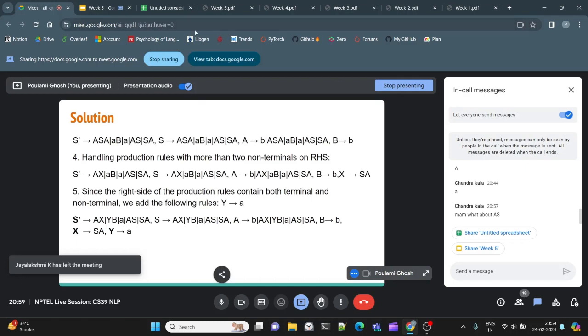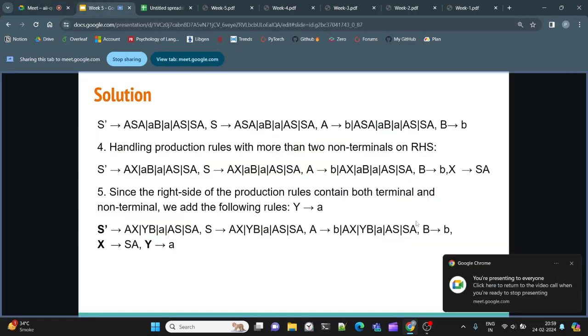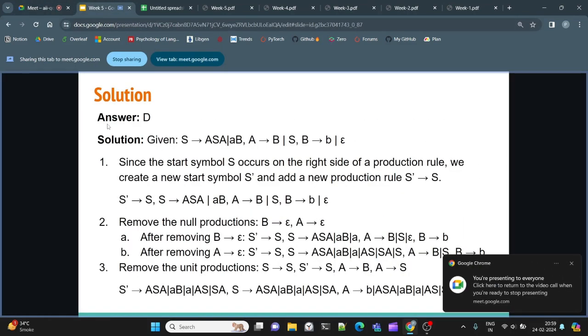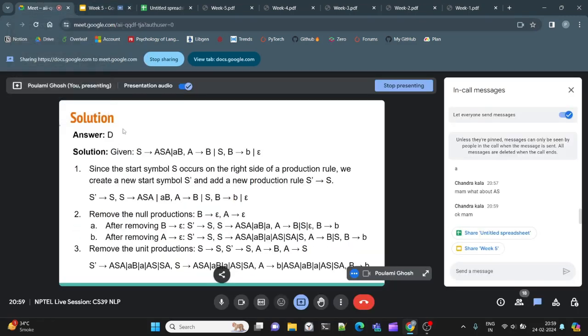From unit production, we have taken four things: S gives S, S dash gives S, A gives B, A gives S. So from the first grammar, we haven't taken S gives A.